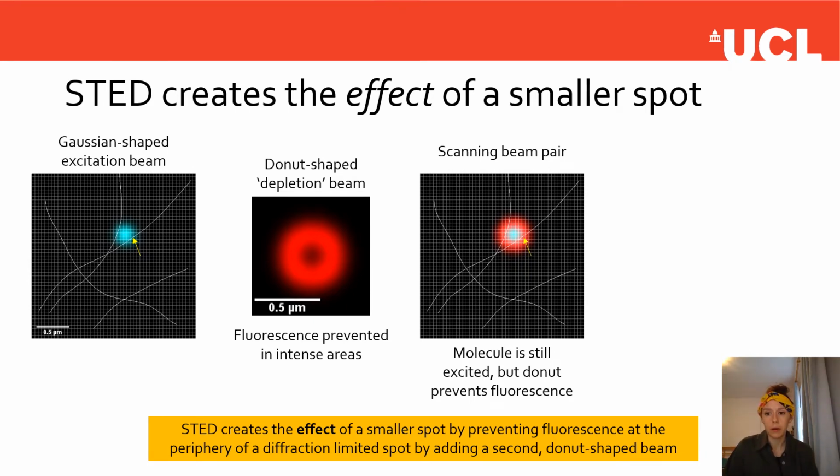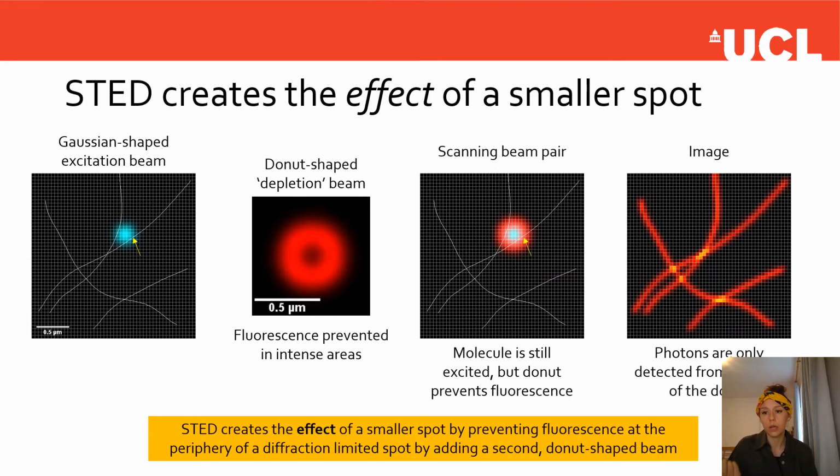Of course, the only part where fluorescence is allowed from is this dim centre of the donut, i.e. the middle here, which looks a lot like a smaller spot that scans through the sample. So you only get photons detected from the central region of the scanning beam pair as it moves through the sample. So it's kind of similar to having a smaller scanning spot.